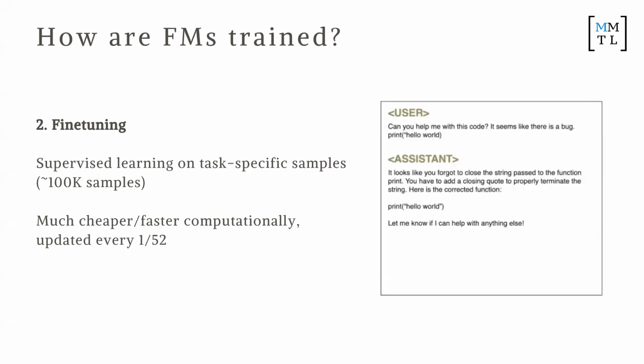Now, the second step is to fine tune, and this is where we start to dictate its behavior. So we gave it its knowledge in step 1. In step 2, we tell it what to do. And on this step, you need to provide it supervised learning. So that is questions with real answers on task-specific samples, and you need around 100,000 samples. This is a lot cheaper and faster computationally, and generally OpenAI will update their model every week.